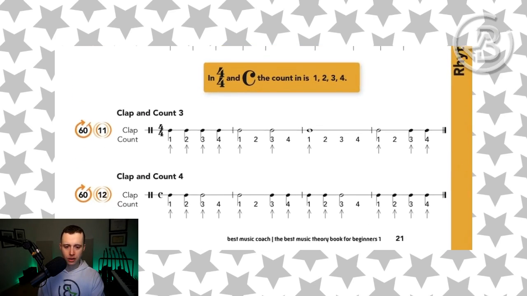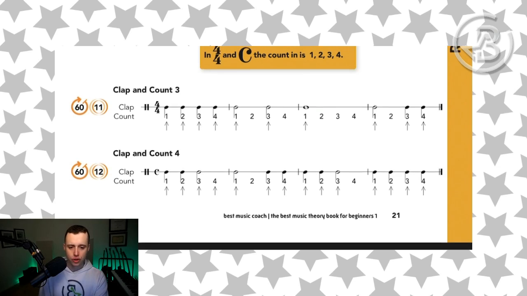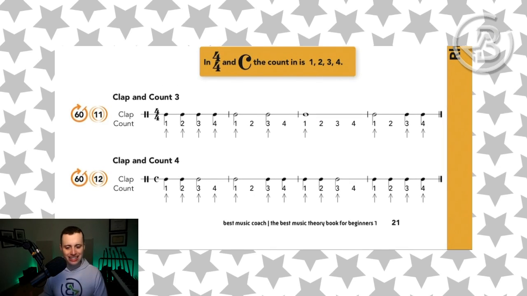Now let's look at clap and count 3 and clap and count 4, which are examples 11 and 12. Just a reminder that 4/4 and common time are the same. The count in is 1, 2, 3, 4. The count for every measure is 1, 2, 3, 4. There should be 4 beats or 4 counts in every measure, and the quarter note gets the beat. So let's look at example 11 before we start. Percussion clef, great. Not how low, how high, just on and off, just rhythm. Time signature, 4/4. 4 beats, 4 counts per measure.